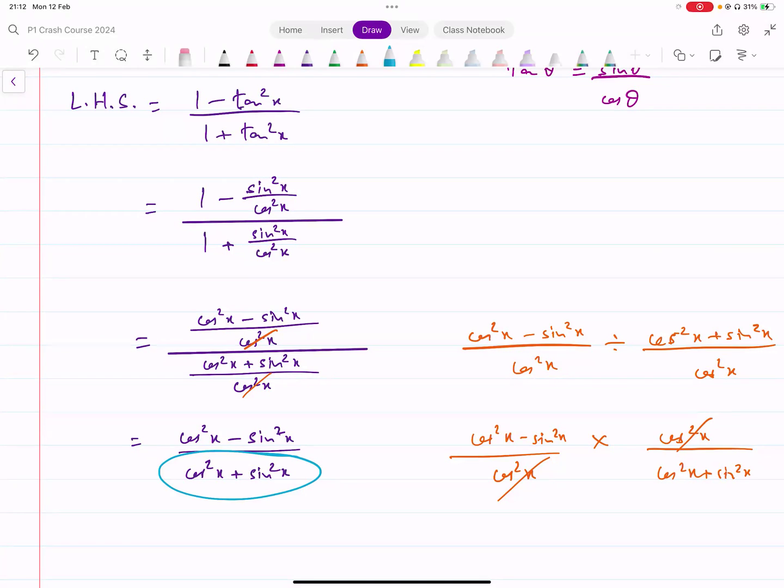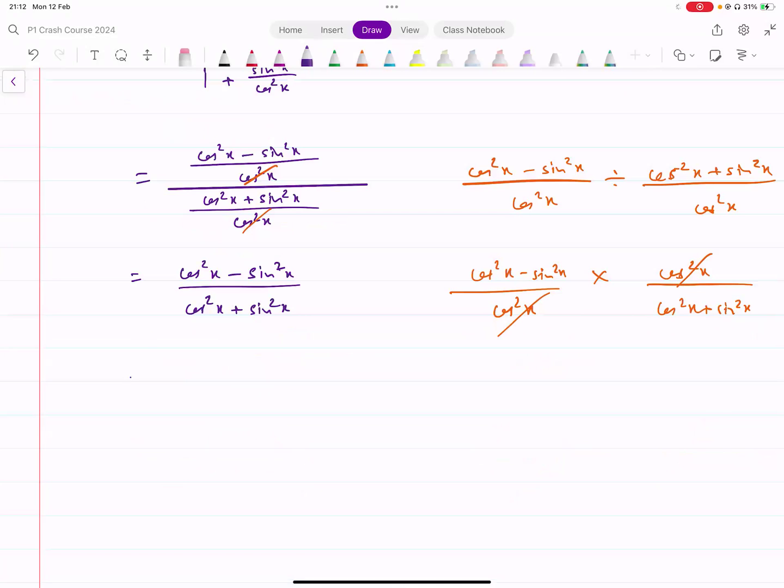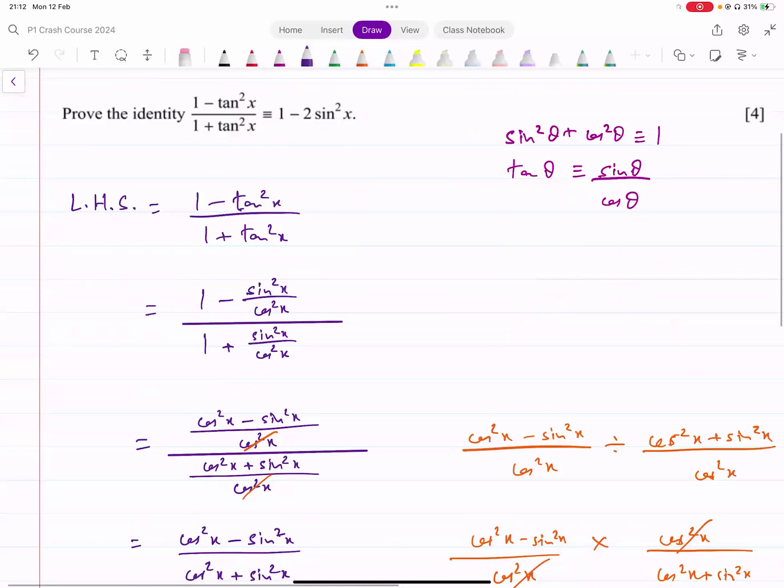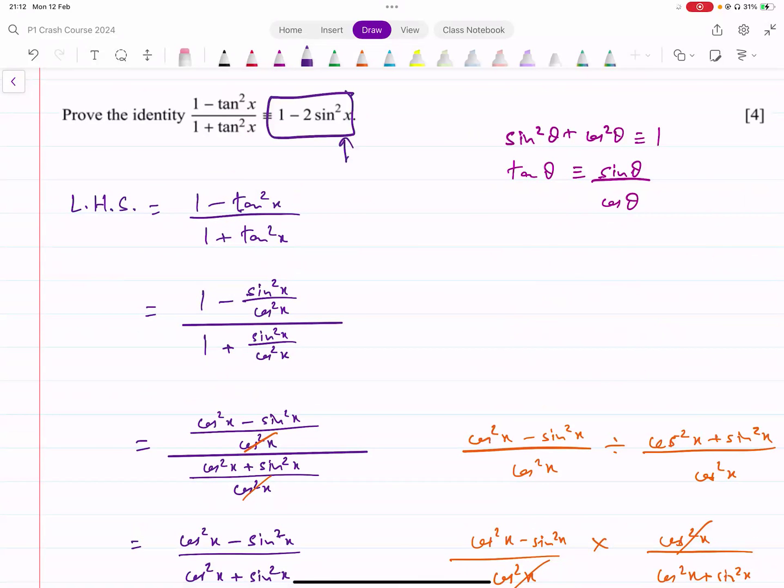This is 1, right? Sine squared x plus cos squared x, or cos squared x plus sine squared x, that's 1. So in the denominator, we have 1. What about the numerator? In the numerator, we've got cos squared x minus sine squared x. Now, keep the end in mind. What do you want at the end? You want 1 minus 2 sine squared x. So in the final result, you only want sine and no cos.